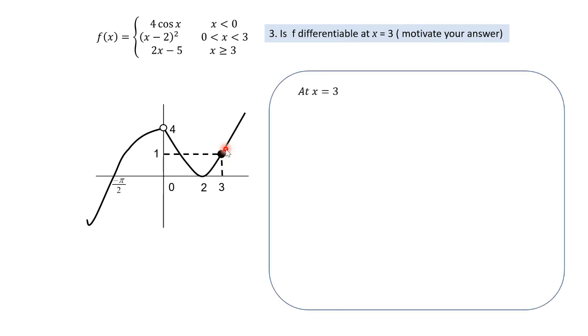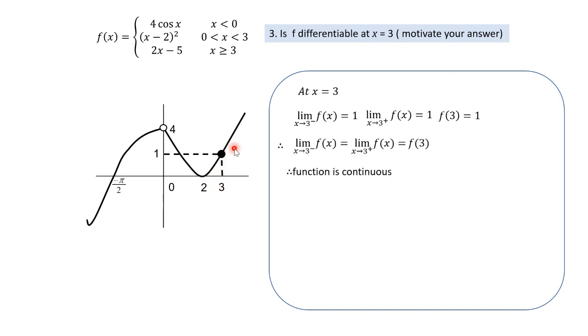So I'm going to say at x equals 3, the limit as x tends to 3 from the left of f of x is equal to 1. The limit as x tends to 3 from the right is also equal to 1, and f of 3 is equal to 1. And so therefore, using my nice little formula that I put in, my function is continuous at x equals 3. Then I'm saying, okay, part 1 done.